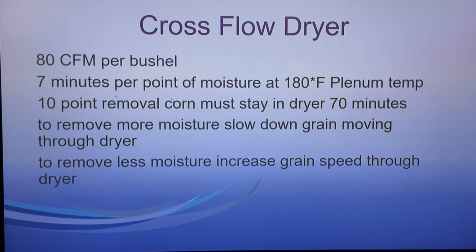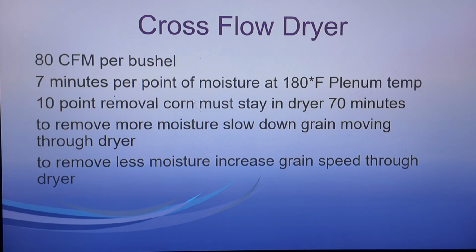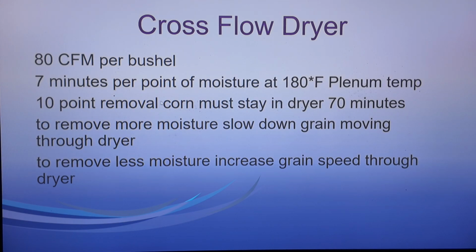So if you slow down the speed, it's going to make the corn drier. If you speed it up, the corn comes out wetter. The one thing we really need to be careful of is this: if you make an adjustment to your dryer, and you're drying at the speed of 10-point moisture removal, and it's taking 70 minutes for the kernel of corn to go through the drying section, it's going to take 70 minutes for the adjustment to take full, complete effect.